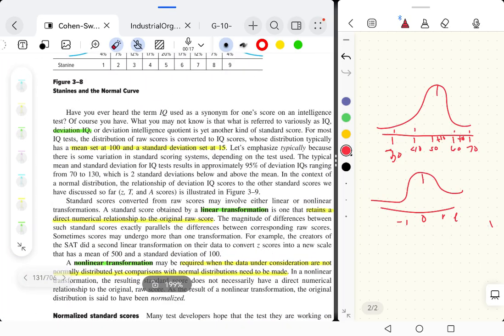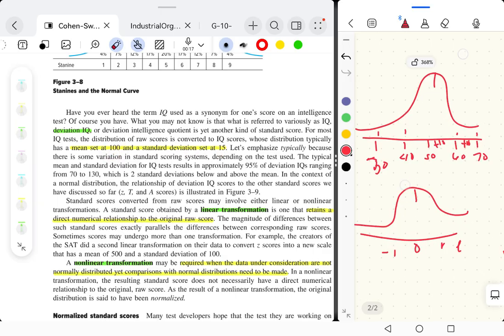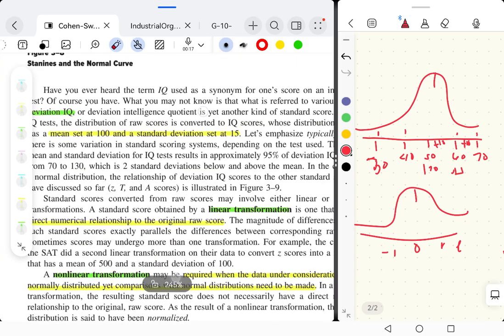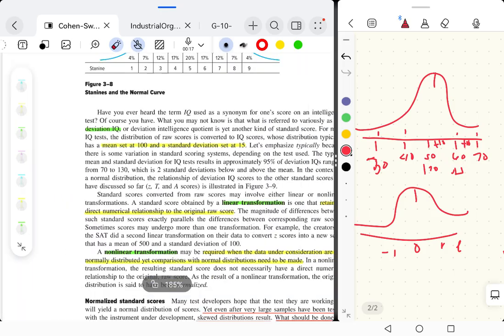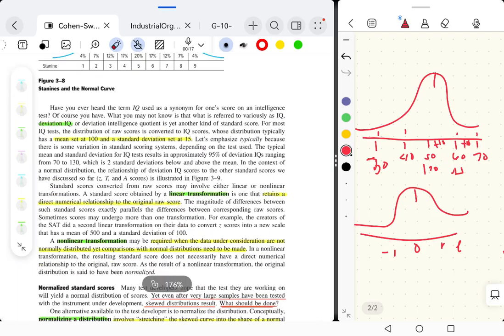We also have deviation IQ, guys. For the deviation IQ, we have a mean of 100 and a standard deviation of 15. So the mean here is 100, and 100 plus 15 is 115. So if your IQ is 100, congratulations, you're one of the average people. But if it's more than 100, holy crap, then you're crazy, bro.